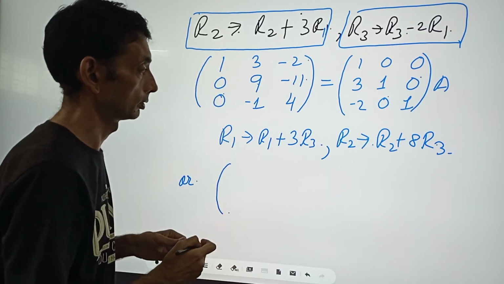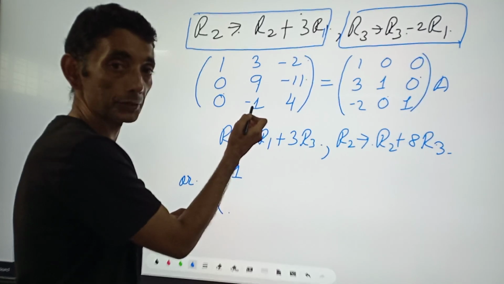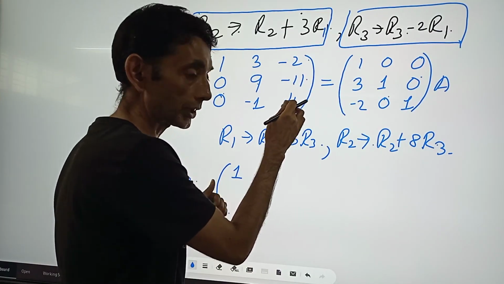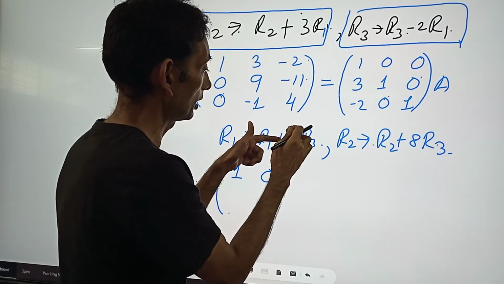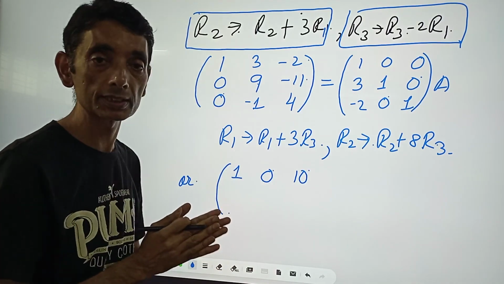The first row, since this is 0, there is no change, this will be 1. And you are multiplying this one by 3 and adding, it will be 0. And this one you are multiplying by 3, that is 4 times 3 is 12, minus 2, so it has to be 10. Fine, so this is the first row.